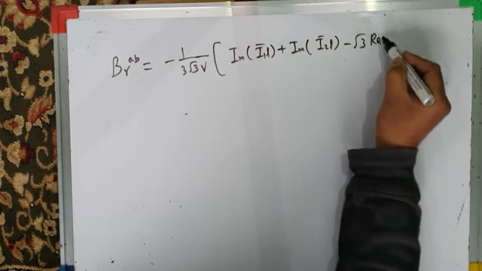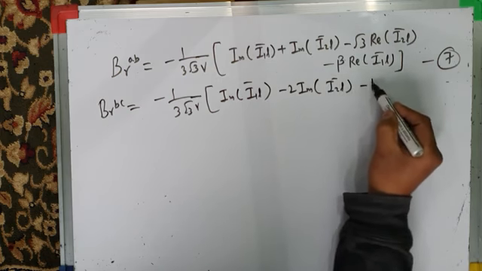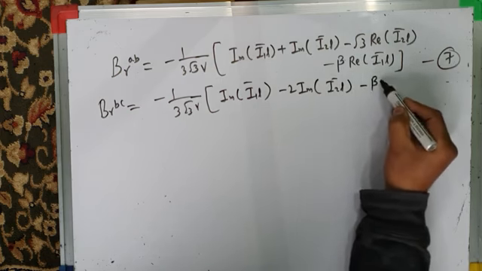Okay. Now, what is B gamma BC? What is susceptance of BC branch? It is minus 1 by 3 root 3 V, multiplied by imaginary part of positive sequence component of load current, minus 2 times imaginary part of negative sequence component of load current, minus beta, beta is the power factor angle, into real component of positive sequence component of load current. Let us call this equation as equation 8.